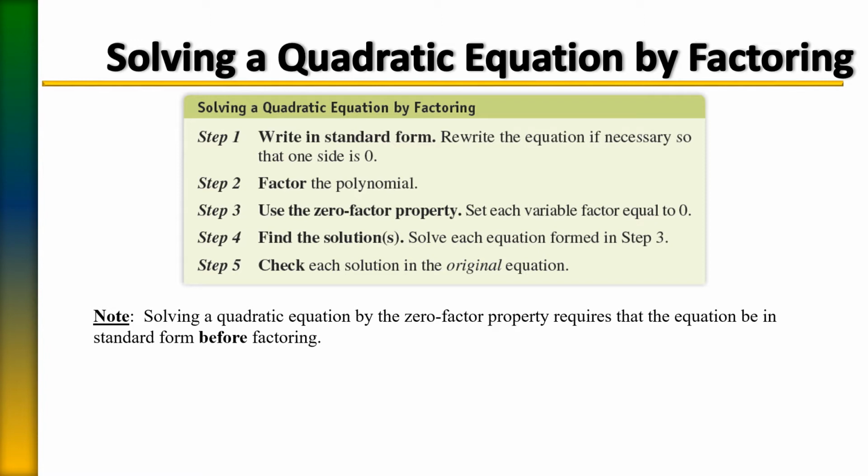Step 2, factor the polynomial. Step 3, use the zero factor property, in which you set each factor equal to 0 and solve for x. Step 4, find your solutions. And then step 5, it's always a good idea to check your solutions. Instead of talking through all of the steps, since you may not remember them, it's best for me to talk you through a demonstration of actually solving a problem. So let's get started solving a problem by factoring.